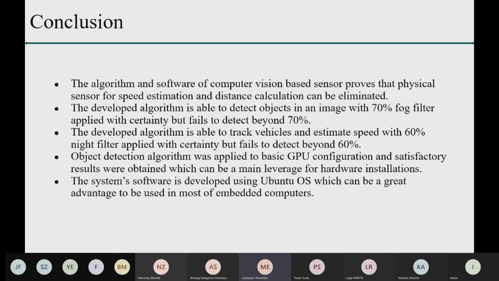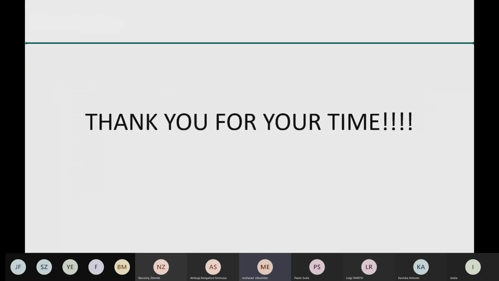This is how I would like to conclude: this algorithm and software of the computer vision based sensor works well, and it is able to detect the objects which are in sight, and it also was able to perform well for synthetic data. One more main plus point was that it was developed in Ubuntu OS, which would be a great advantage to be used in most embedded computers. So thank you.